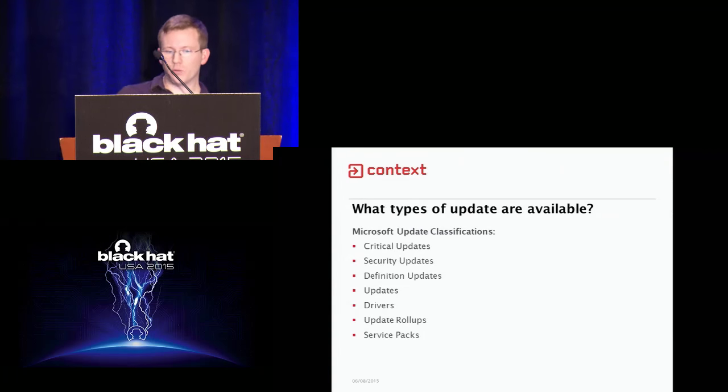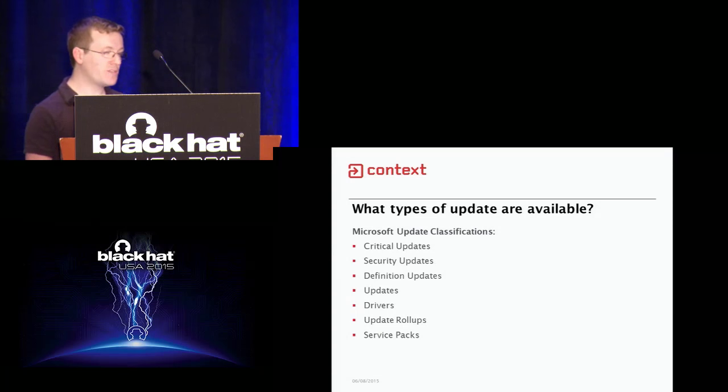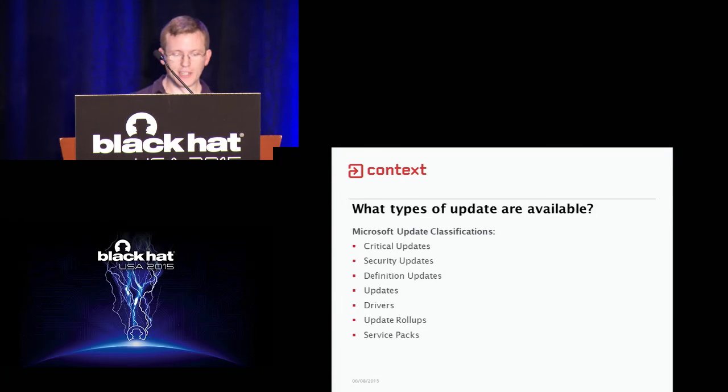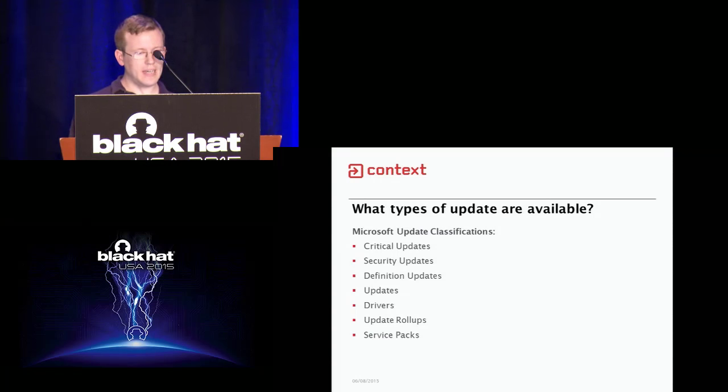Just briefly, what stuff is there on Windows Update? Obviously there are security updates, there are critical updates, and less critical security updates, and a whole bunch of other stuff, just general software updates, things like updates to Internet Explorer and Office and so on. But the thing that caught our eye early on is drivers.